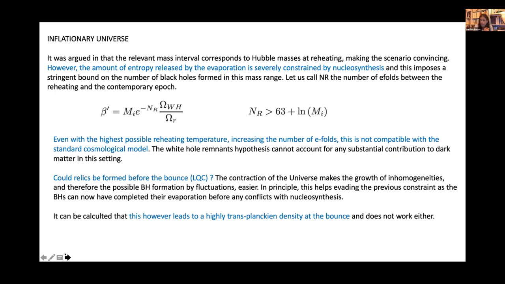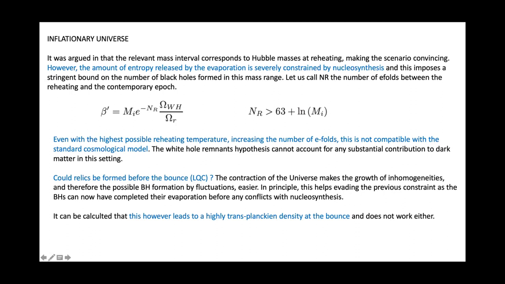And this is correct. But unfortunately, we also have to take into account the huge amount of entropy that is released by the evaporation, and this is severely constrained by nucleosynthesis. So if you want to avoid photo-dissociating the elements created during nucleosynthesis, you have very stringent bounds. And when you work out the mathematics, you end up with the conclusion that in an inflationary universe, it doesn't work. You basically cannot make dark matter in this way.